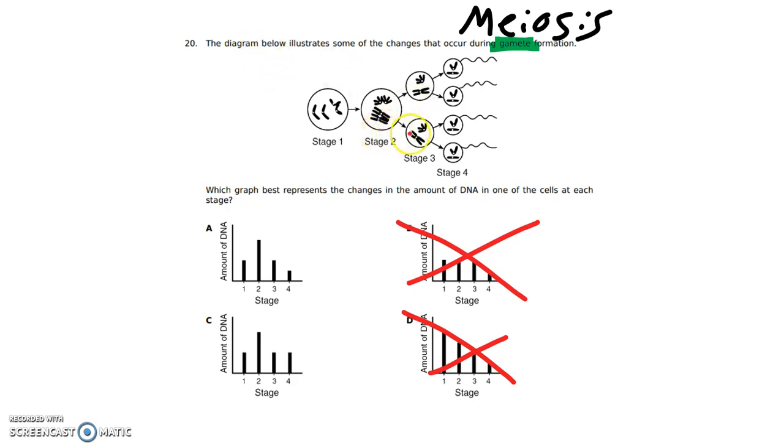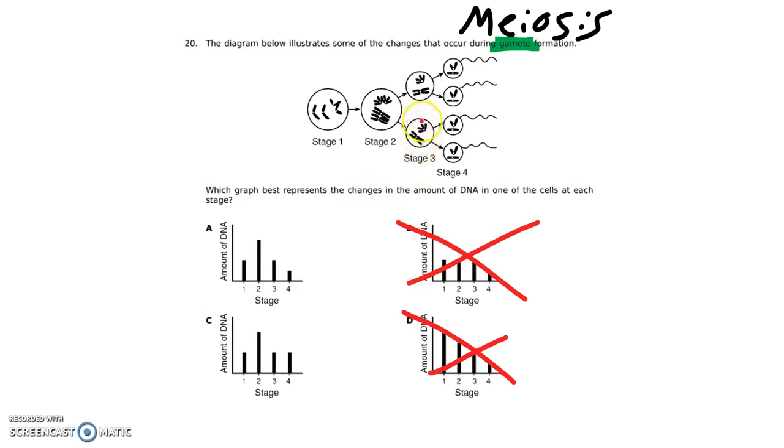Now from stage 2 to 3, none of the DNA doubled or replicated, and the cell split, and half of the chromosomes went here, and I would say the DNA reduced from this cell to this cell. So from 2 to 3 and from 2 to 3, both of these have the DNA reducing, so I can't really eliminate anything with that. Now let's look from 3 to 4.